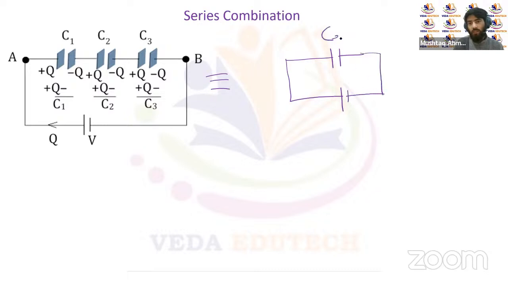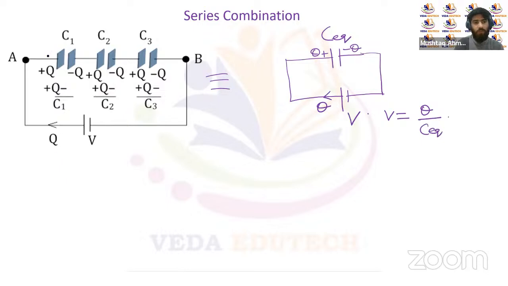Let me call this C equivalent, and the same battery V is connected here. This equivalent capacitor will also develop the same charge Q here and minus Q here, because the same charge will be flowing through this equivalent capacitor as well. So we can write this V as equal to Q upon C equivalent.